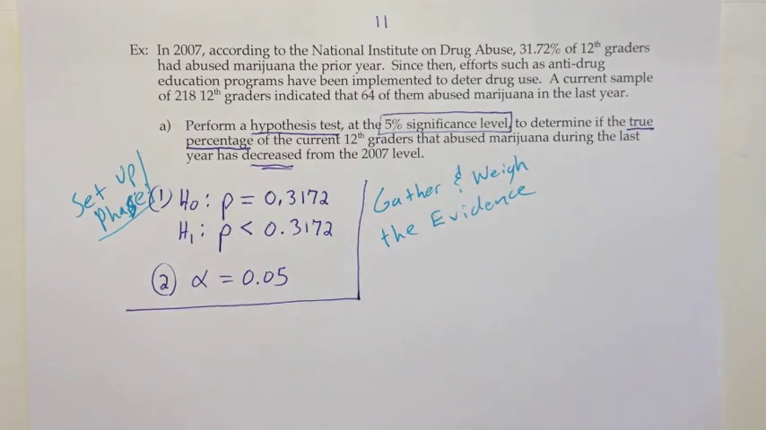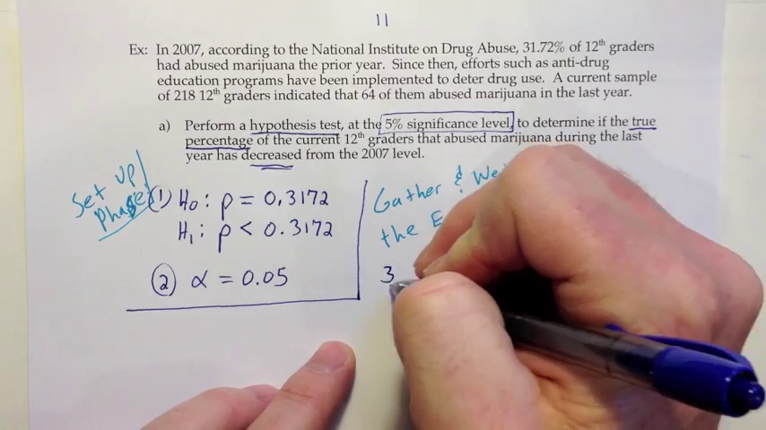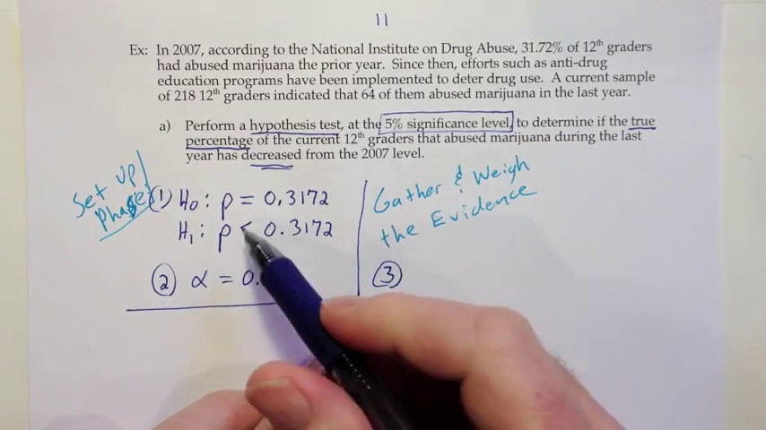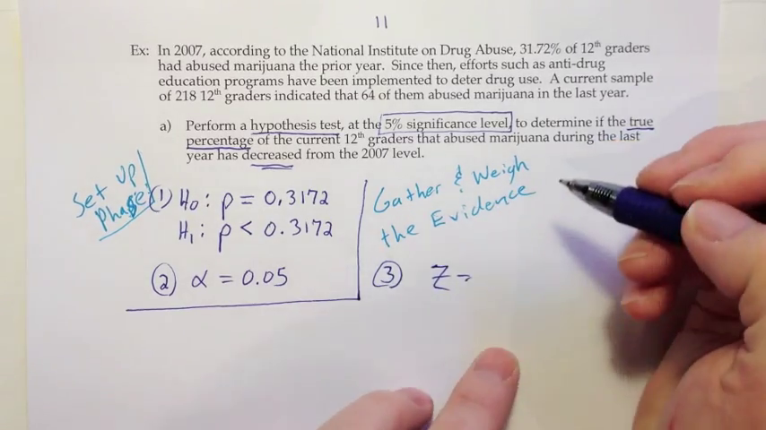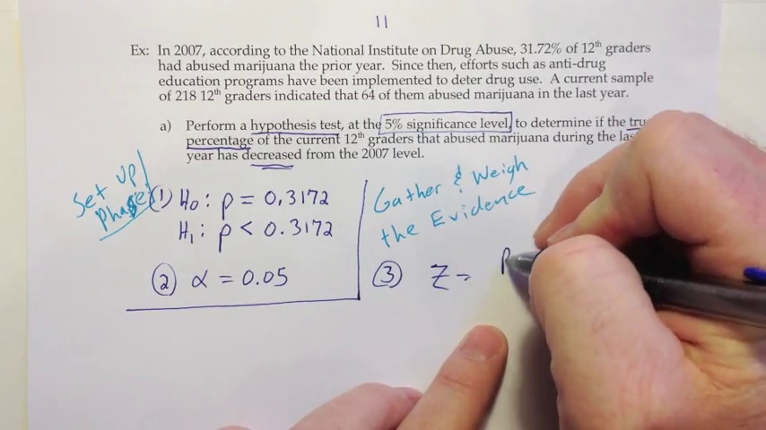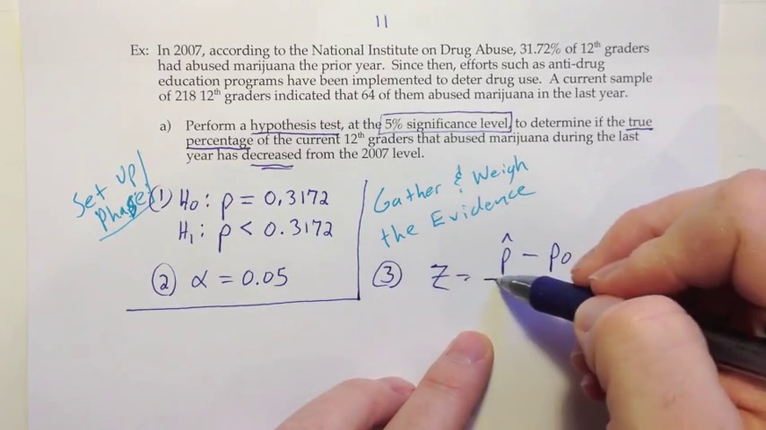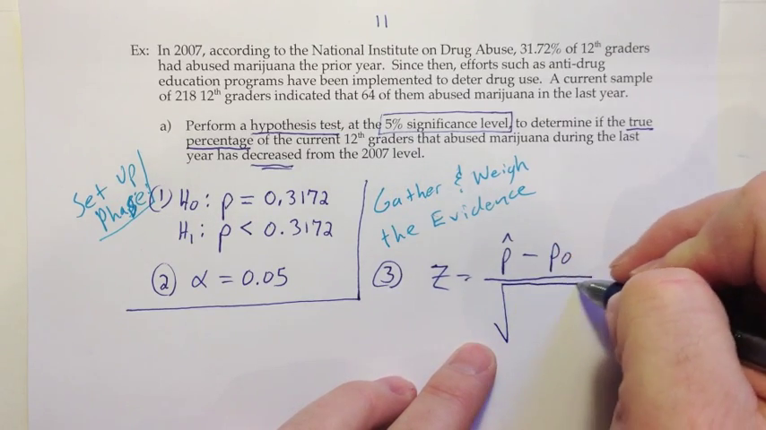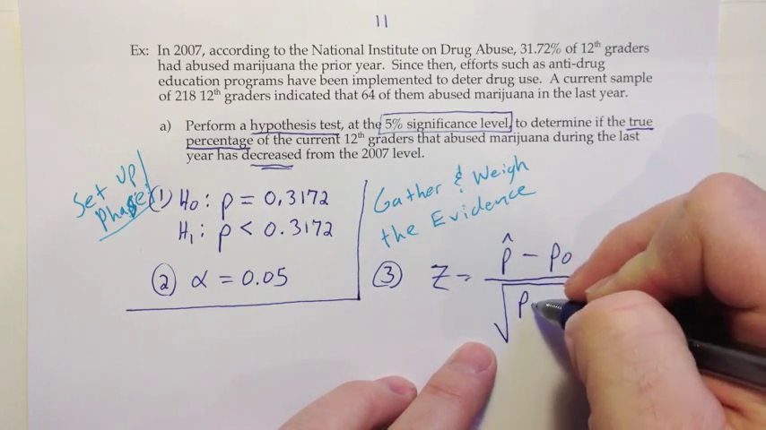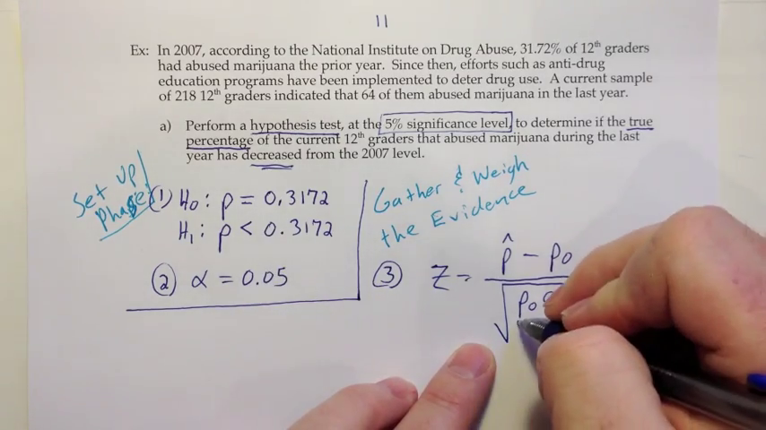So in that phase we get steps 3 and 4, and step 3 is to compute the test statistic. Since this is a test on a proportion, our test statistic would be a z-score, and that would come from taking the p-hat from our sample, subtracting the claimed p from the null hypothesis, and dividing that by the standard deviation of p-hat. That would normally be the square root of pq over n, but we don't know the true p and q, so we'll use the claim value in there.